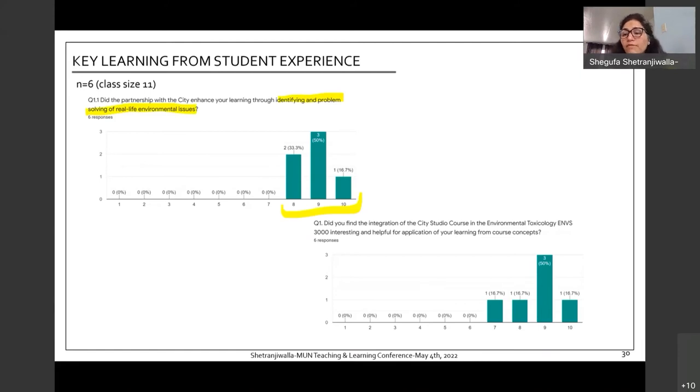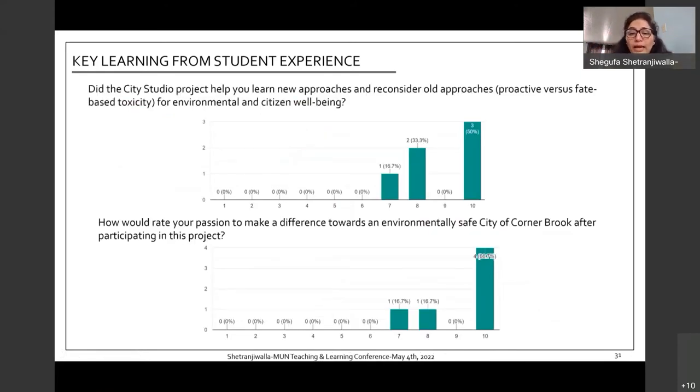I have a class of 11, and only 6 students responded, so it may not be fully representative, but it gives us a fair idea of how this city studio was applied to their learning. Then you can see that, did they find the course integration helpful? They really found this helpful to apply their learning concepts. So they were very interested in actually putting that experiential learning into practice.